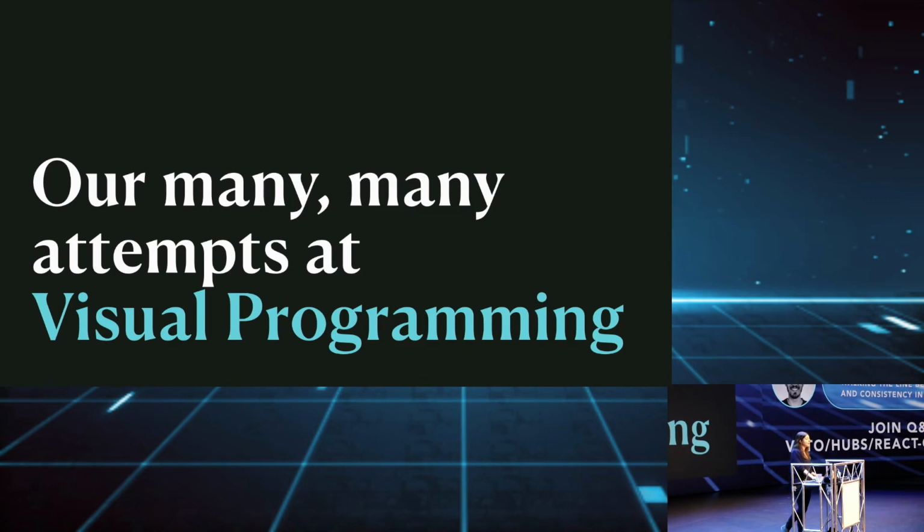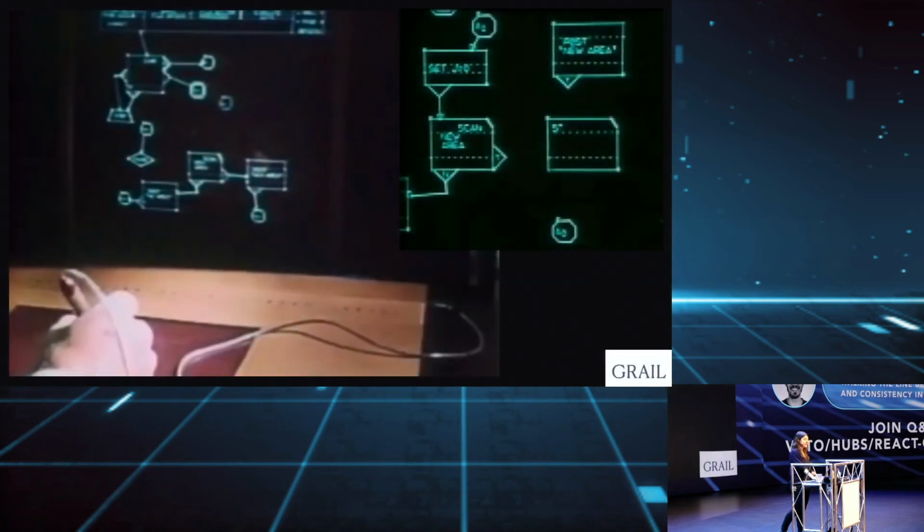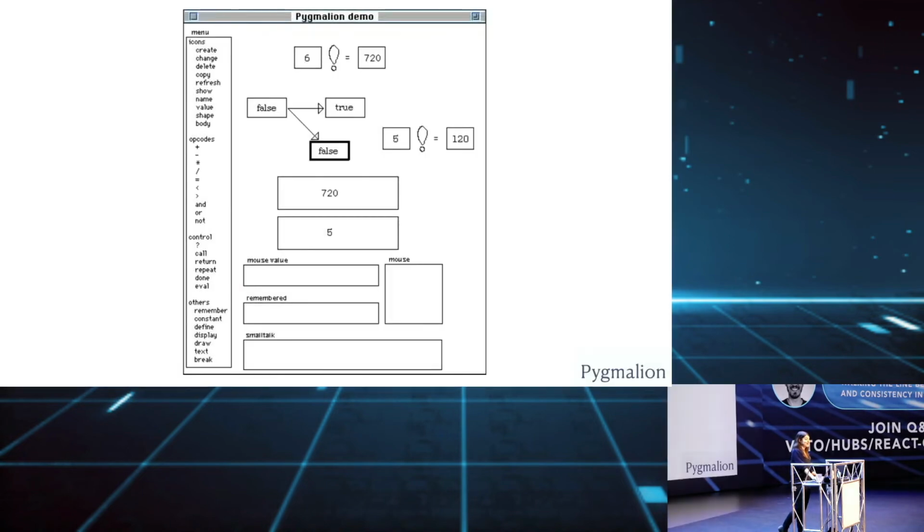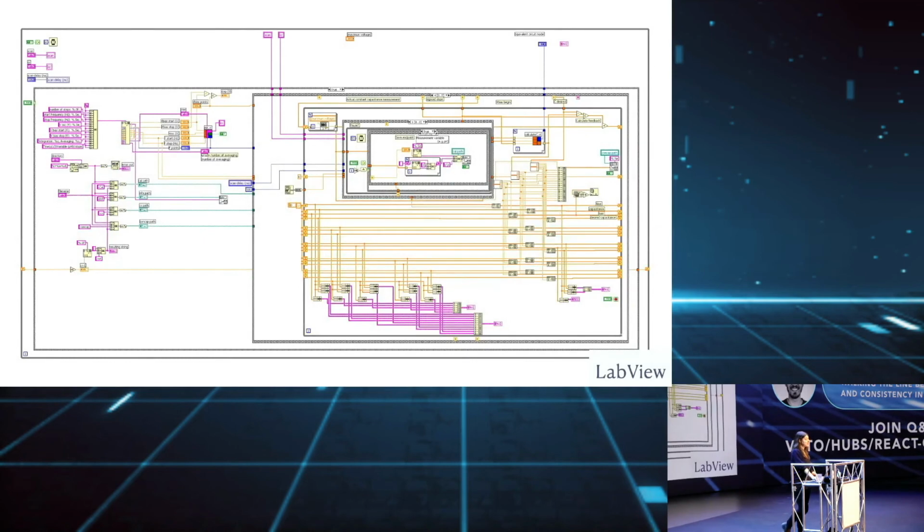There have been many, many past attempts at this, with varying degrees of success. I'm going to quickly whip through a few examples so you get a sense of what's already been tried. This is Grail from 1968, which was one of the very first visual programming languages. This gave us text in boxes for the first time. Here's Pygmalion from 1975 that built on that box and arrow model. This is LabVIEW, which came out in 1986 and is used for systems engineering.